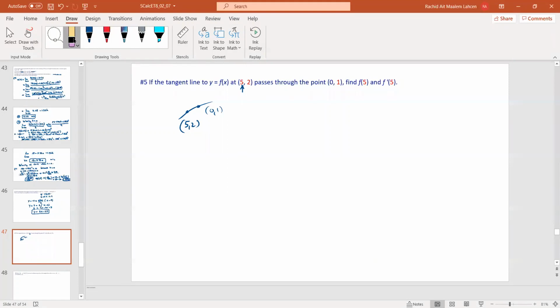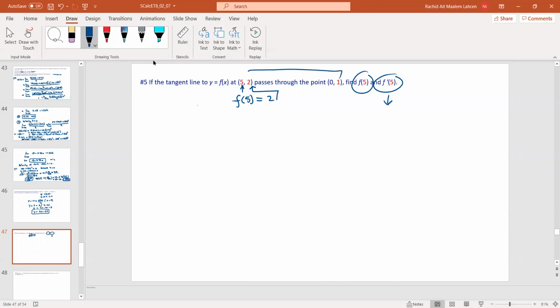Okay, so let's remove this now that the idea is clear. So f of 5 is 2. That's already given, even though it's asked there. So this is going to be the slope, which is 1 minus 2 over 0 minus 5, which is negative 1 over negative 5, which is 1/5.